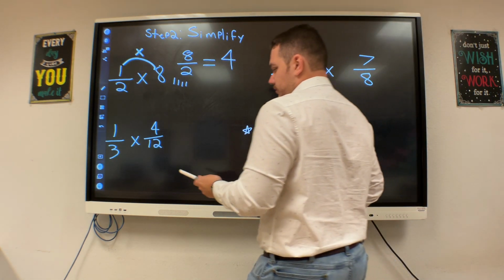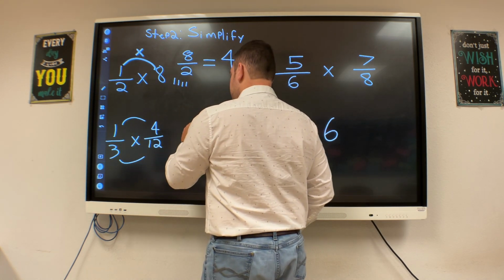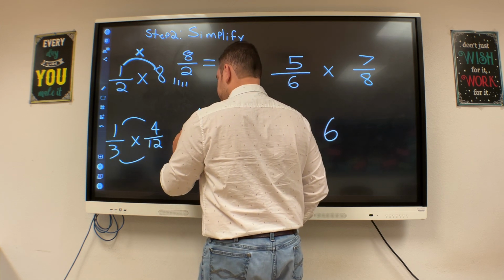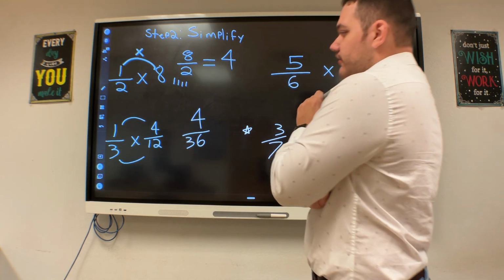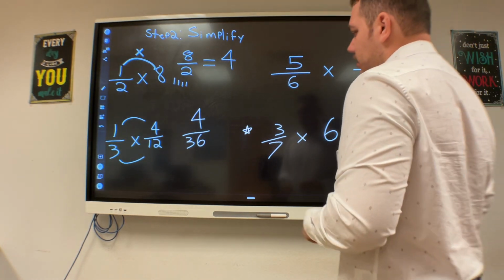This one right here, we've got fractions. So we're going to multiply. 1 times 4 is going to be 4. 3 times 12 is going to be 36. And so now this is one where it is a proper fraction. Our bigger number is on bottom. It is right. There's nothing wrong with it, but we can still simplify.